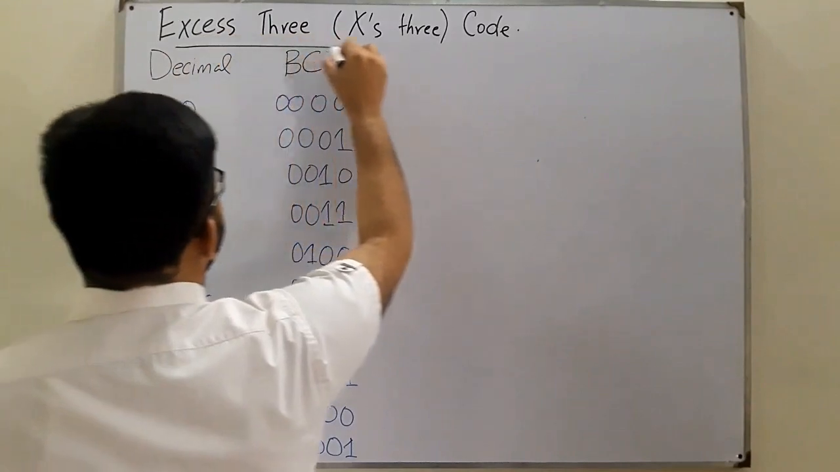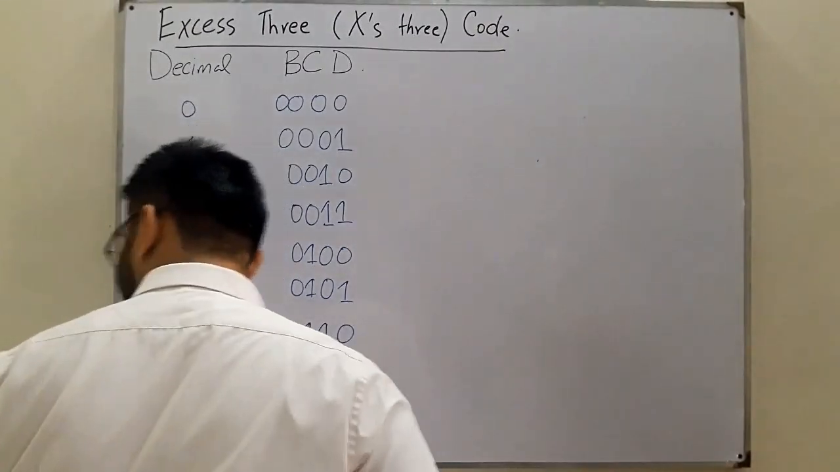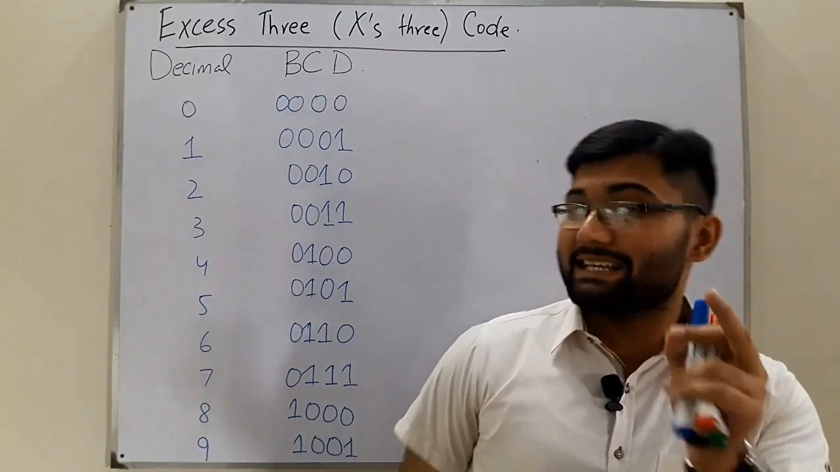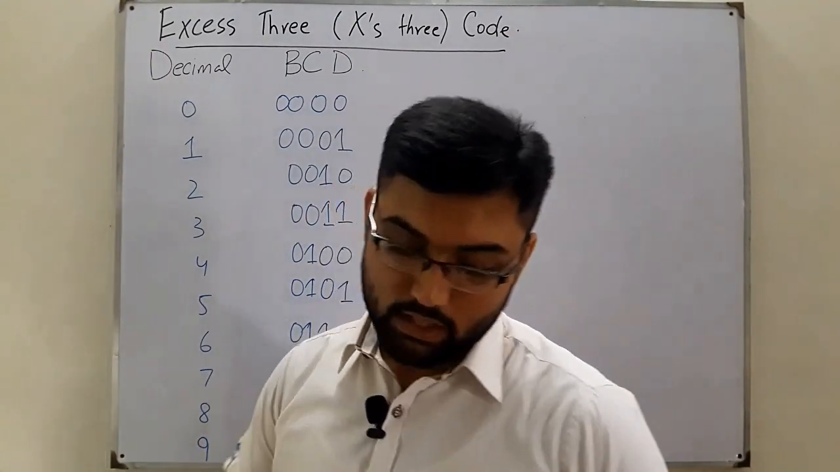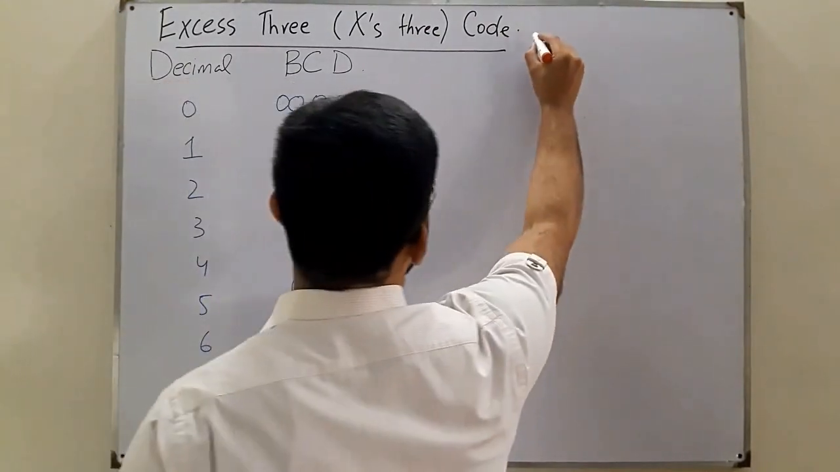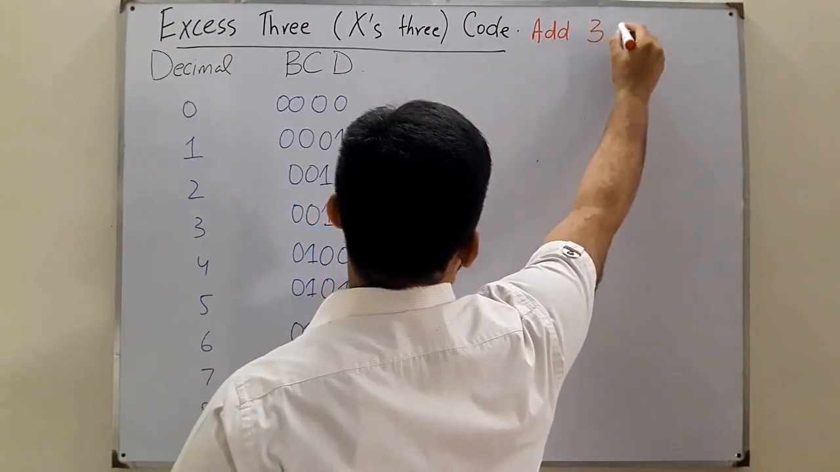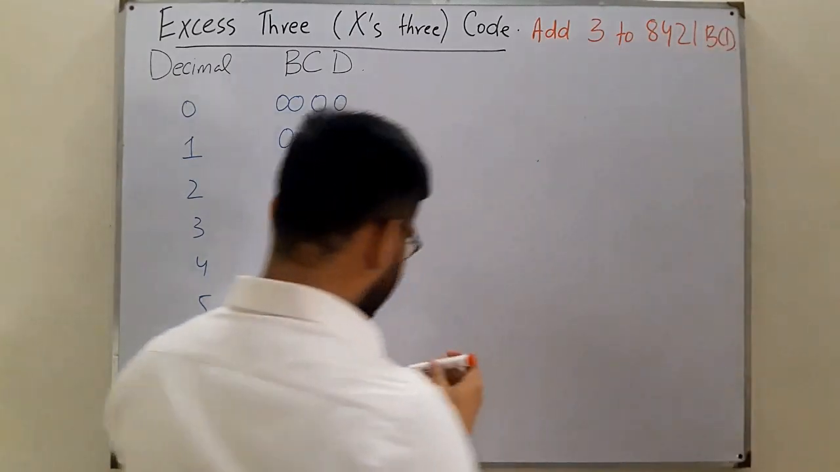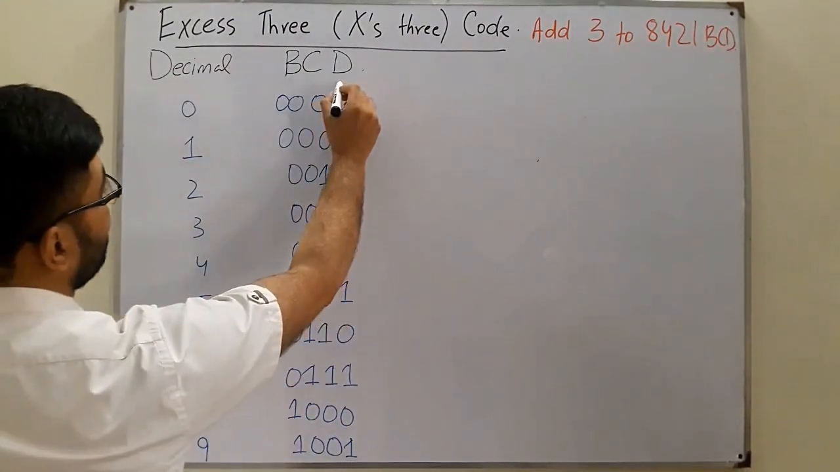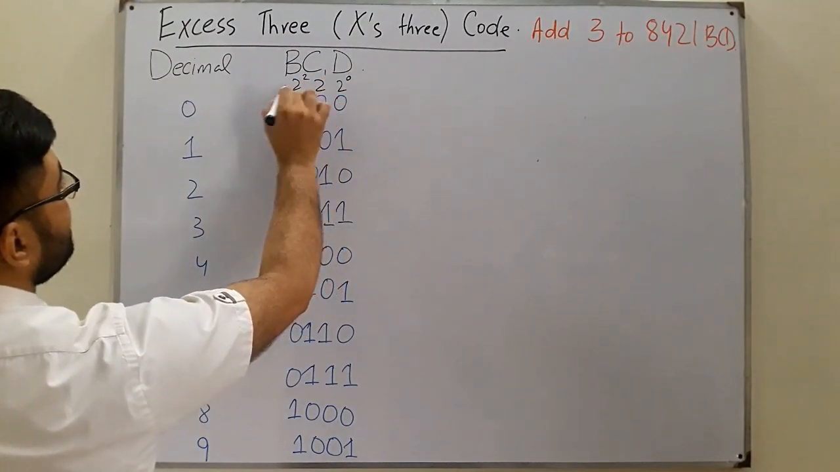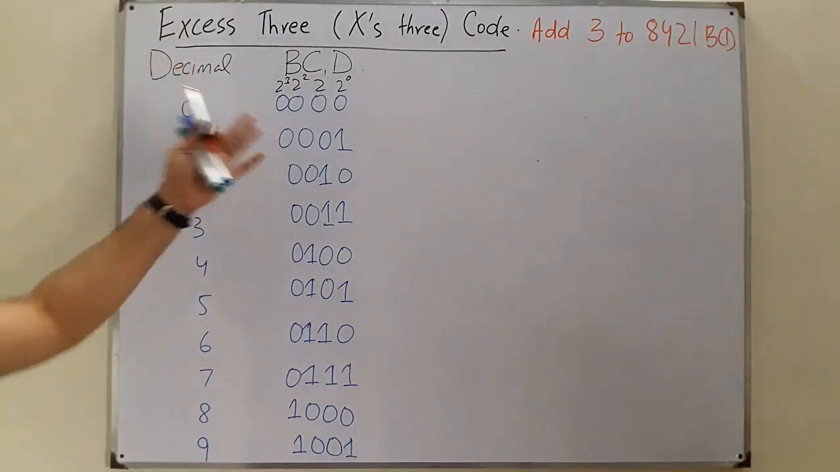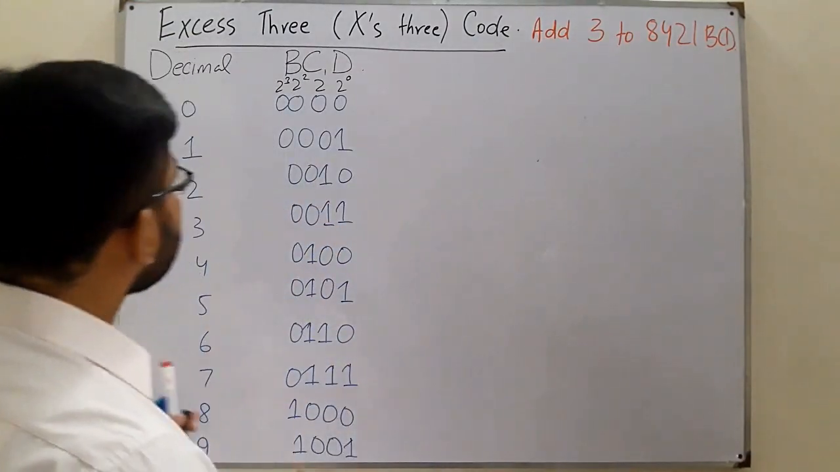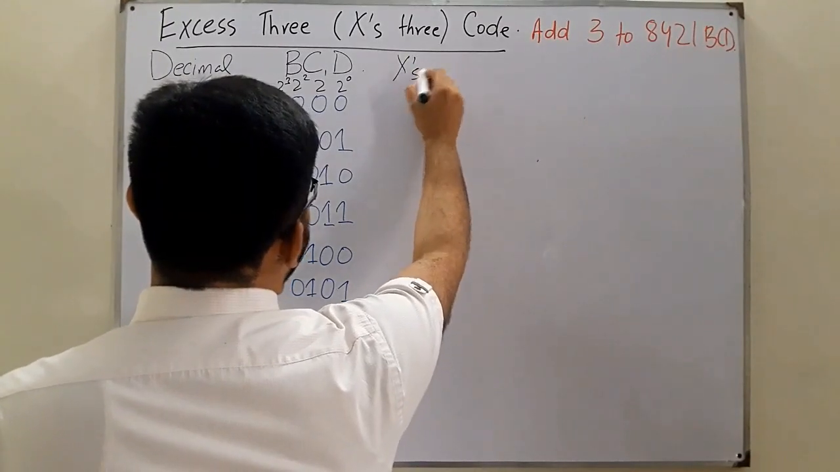Now, what is this Excess-3 code? So, the definition of this is what? When you add 3 to the 8421 code of any decimal digit, it gives you the Excess-3. Alright, what's the definition? You add 3 to 8421 BCD. Okay, now we've seen in the previous lecture the weight of this is 2 to the power 0, 2 to the power 1, 2 to the power 2, 2 to the power 3, which makes this an 8421 code. Alright, so you add 3 to it, you get the Excess-3 code. So let me write over here the Excess-3 for these.